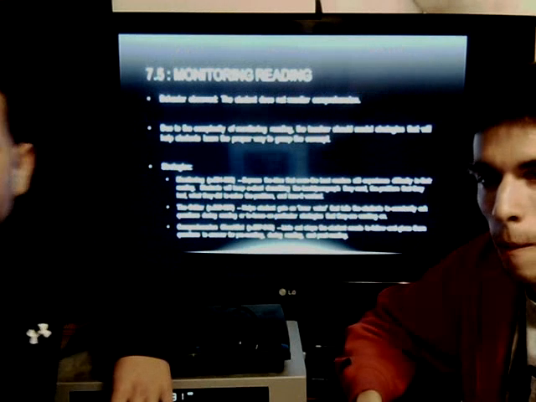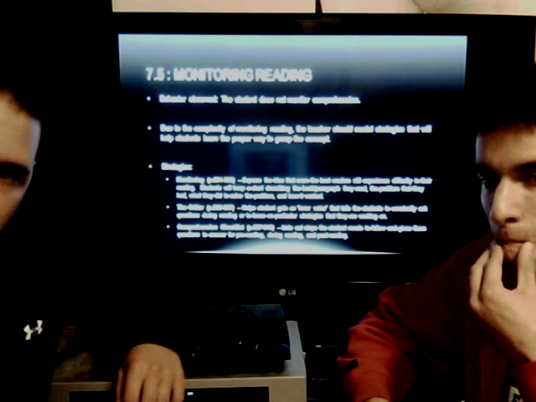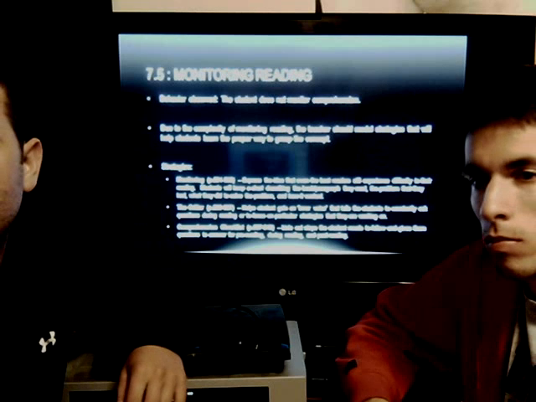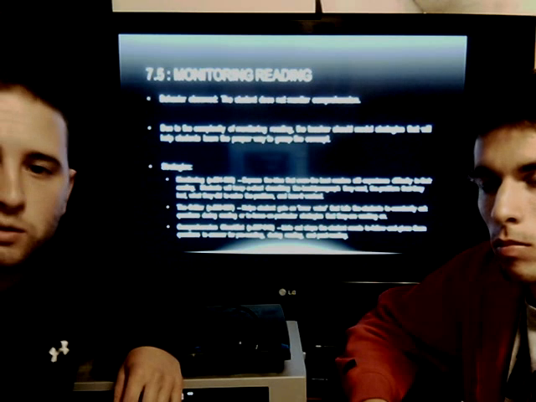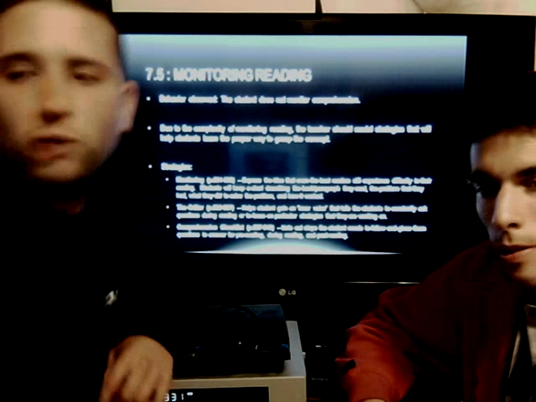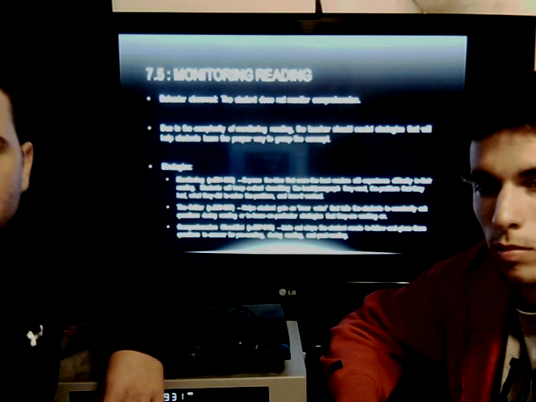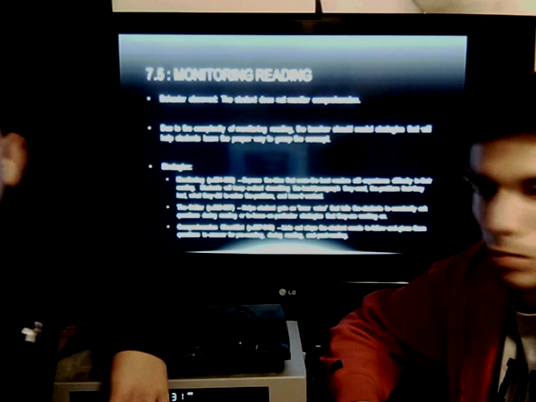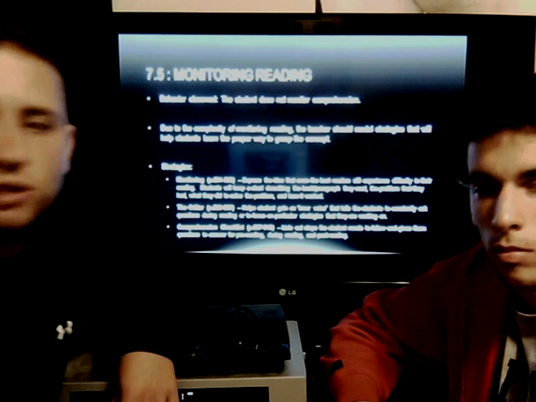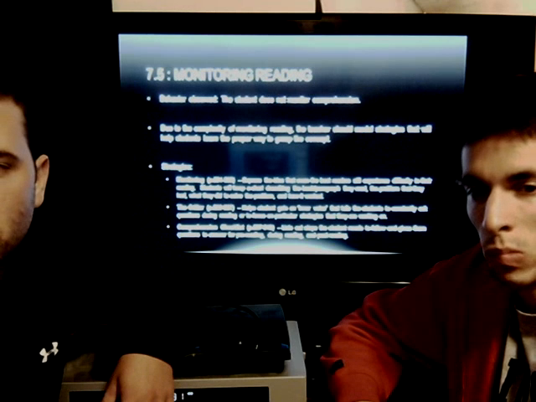And monitoring reading, which a student does not monitor their own comprehension. Due to the complexity of monitoring reading, the teachers should model strategies that will help students learn proper ways to grasp the concept of monitoring. One way would be to define the word monitoring with your class, see what it means to them. Students can keep a chart describing the book paragraph, the problem that they had, what they did to try and solve the problem, and if it worked, and if not, continue on with trying new strategies.